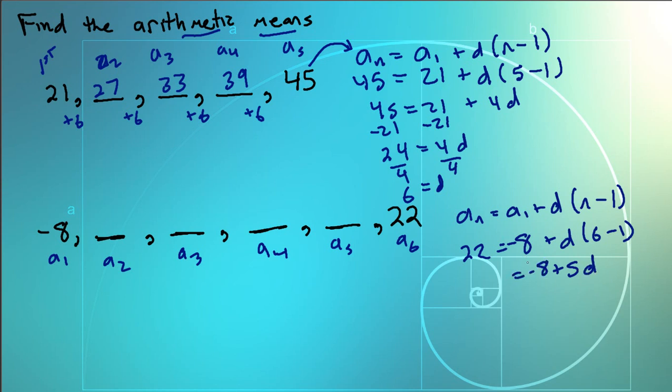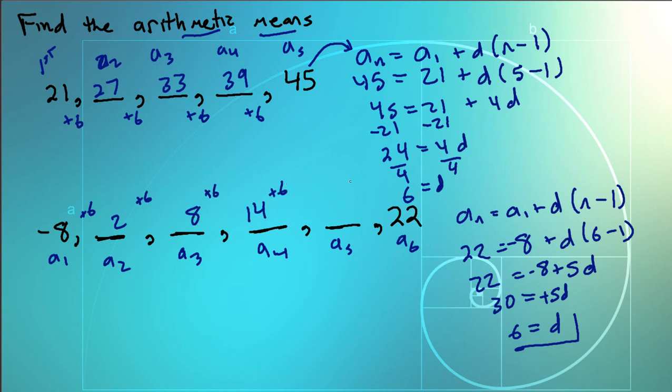I have negative 8, 22. I'll add the 8, get 30. Divide by 5 and get 6. So 6 again, I guess. So let's just verify. So plus 6 gives me 2. Plus 6 gives me 8. Plus 6 gives me 14. Plus 6. All right, so there is a mistake here somewhere.